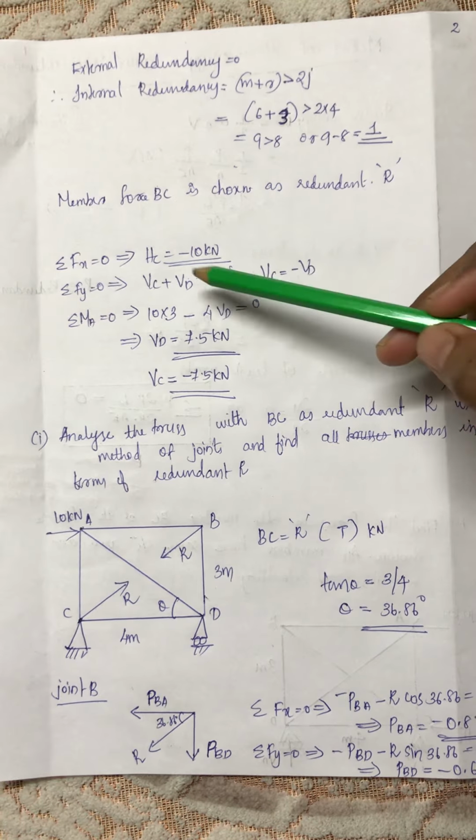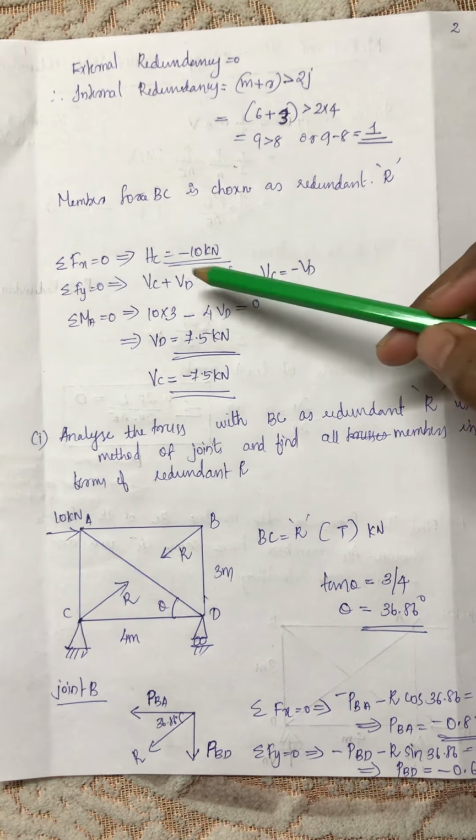As we all know, for a truss member, there are no moments at the joint. So we can simply equate MA equal to 0. Then this will become 10 into 3 minus 4 into VD equal to 0. That is VD equal to 7.5 kilonewton and VC is just the negative of that value, that is minus 7.5 kilonewton. So coming to the analysis of truss, we need to find all the P forces.